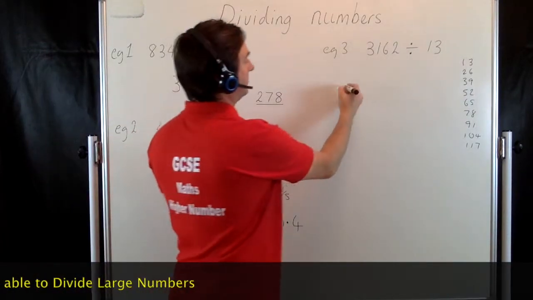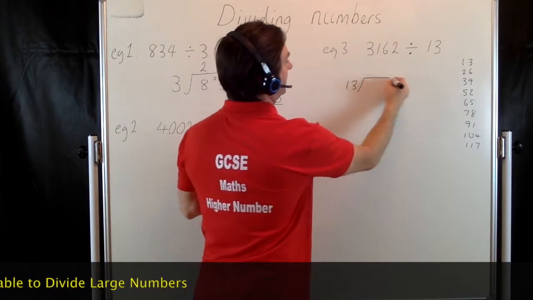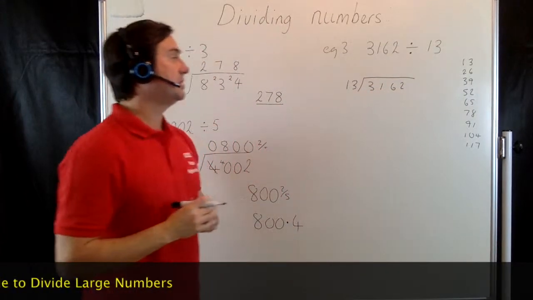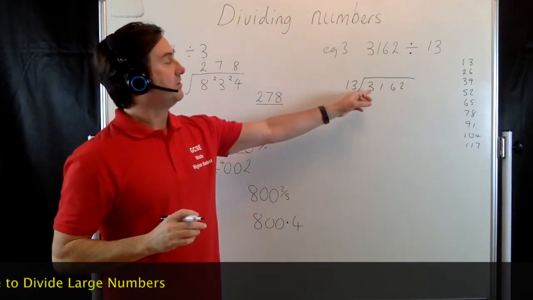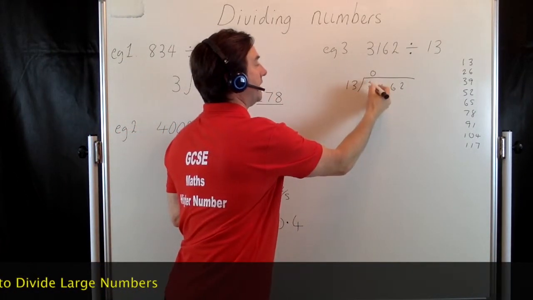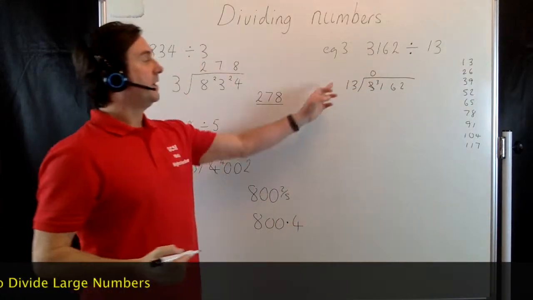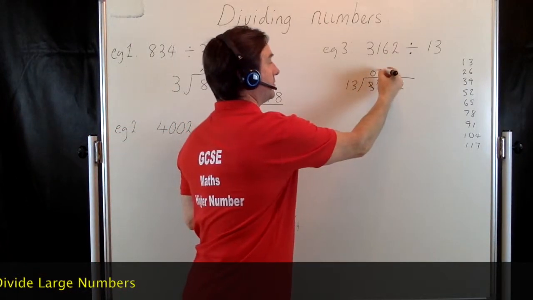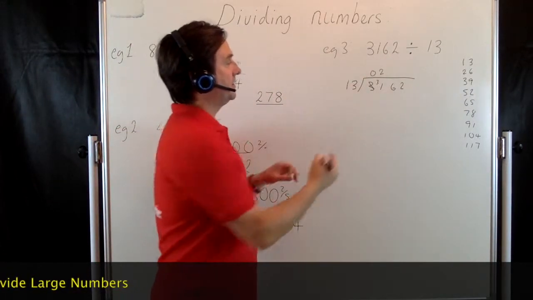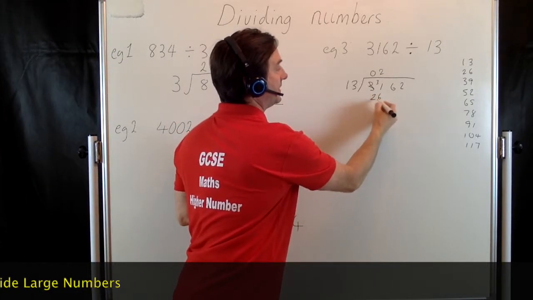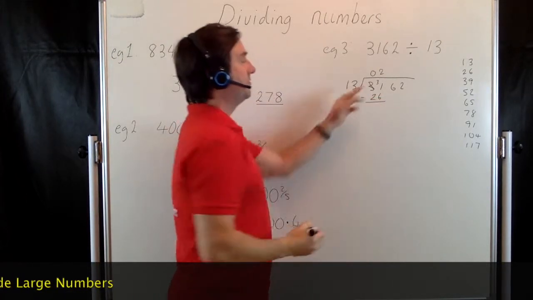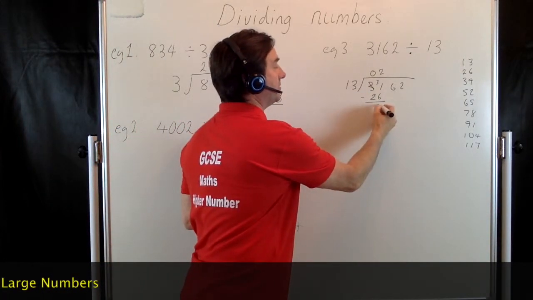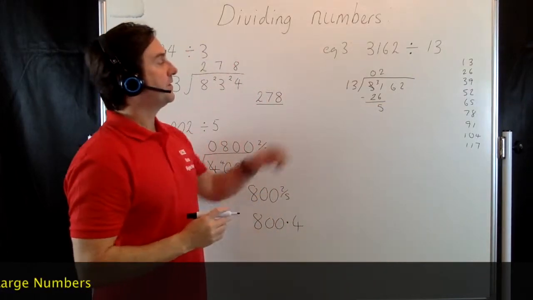So if we set this up, 13 into 3, 1, 6, 2. Now I'm going to do this as a long division sum. 13 into 3 will not go, so I have 3 left over. I now say 13 into 31. Well, 13 into 31 goes twice, so I put the 2 up the top there. 2 13s are 26. I can write the 26 underneath here. I then do 31 take away 26. 31 take away 26 leaves me with 5, which I write underneath.